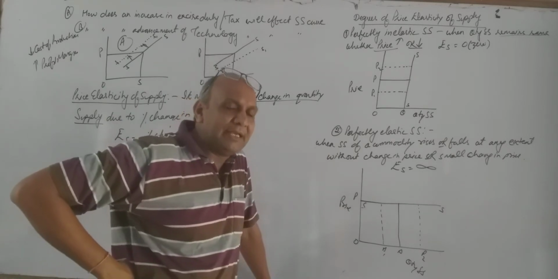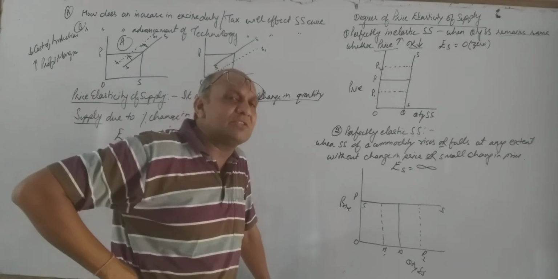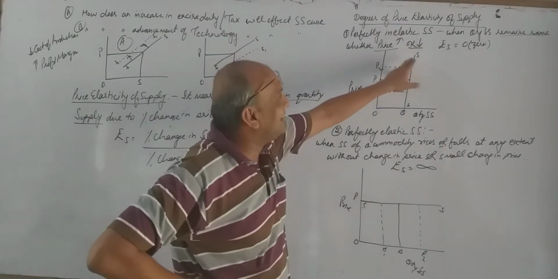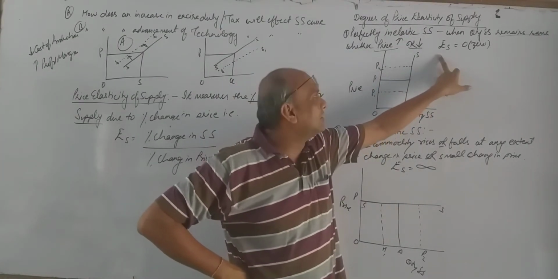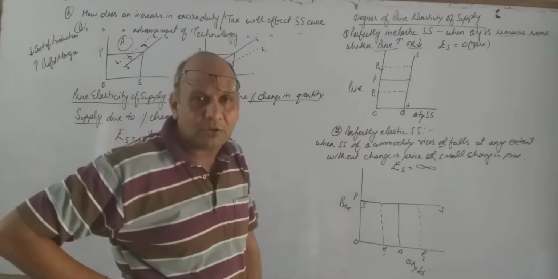Whether my price increases or decreases, when my supply remains constant, it remains the same, then it is known as perfectly inelastic. When change does not come, it means ES is equal to 0. Elasticity is not there at all.